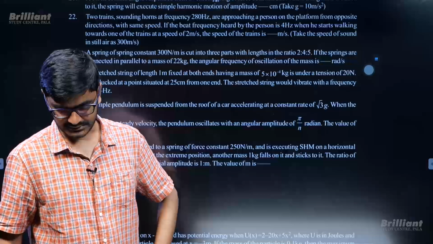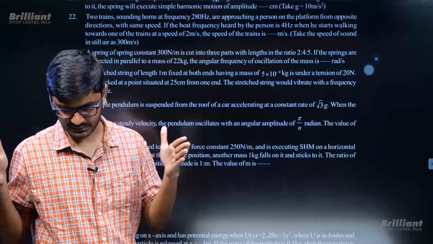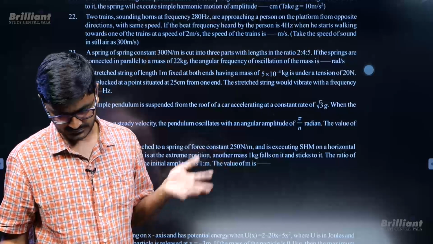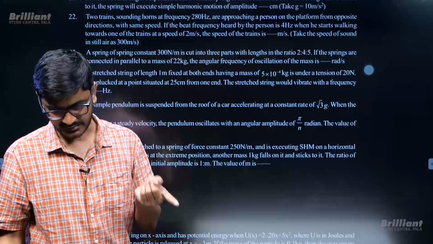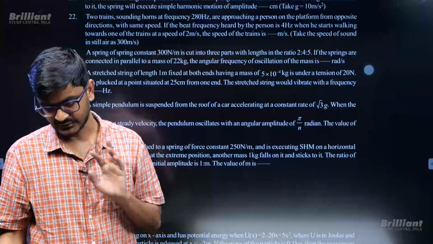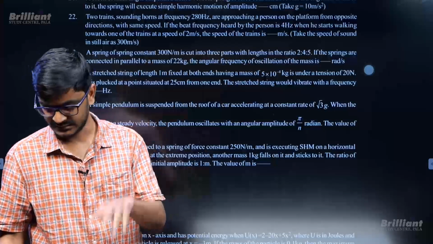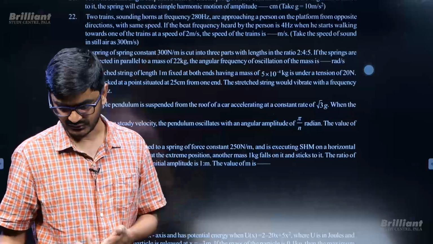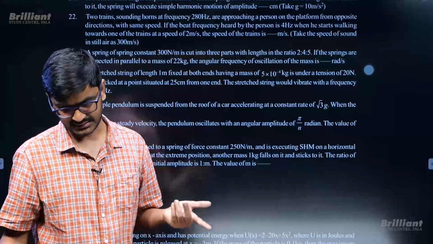24. A stretched string of length 1 meter is fixed at both ends, under tension 20 Newton, and is plucked. See, 1 meter is having mass 5 into 10 power minus 4 kg. So mass per unit length is given 5 into 10 power minus 4 kg. It is plucked at a point 25 centimeter from the end. The stretched string would vibrate.